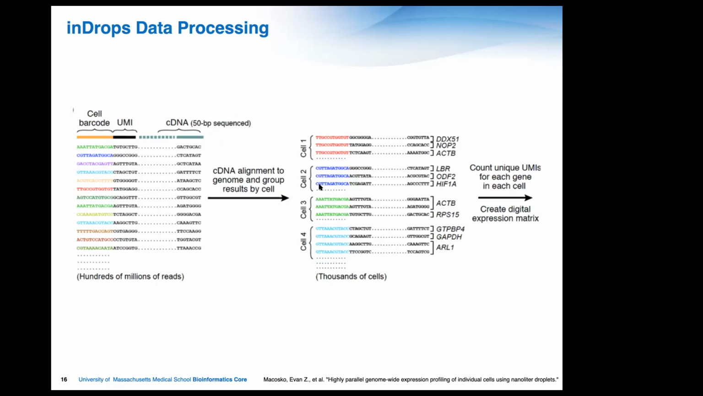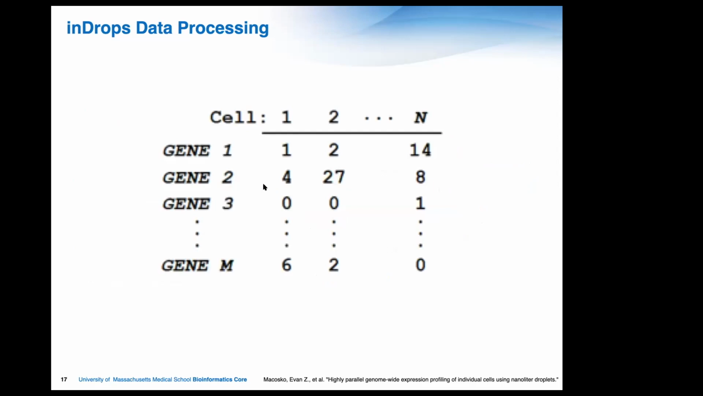Once you align these reads, you can then group them by cell. So here, before, the colors were all mixed in, and now we can break each color, or each cell barcode, into its own unit. For cell 1, we can keep track of exactly which genes we detected in cell 1. And we can do that same process for cell 2, cell 3, and so on, and build up a digital gene expression matrix for the experiment.